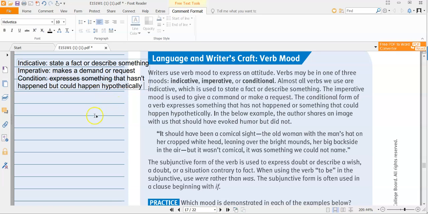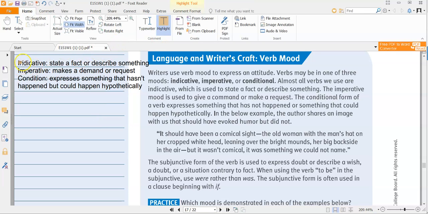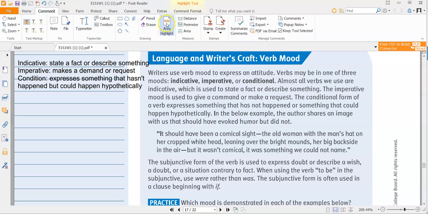So we have those three things. I'm going to also highlight those things. I'm going to highlight each of the main words so that you remember them. Indicative. I'm also going to highlight imperative and conditional. So those are the three verb moods that it wants you to learn.